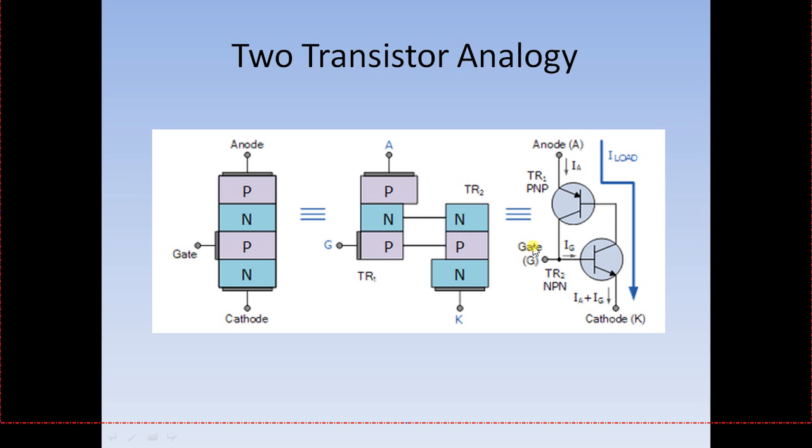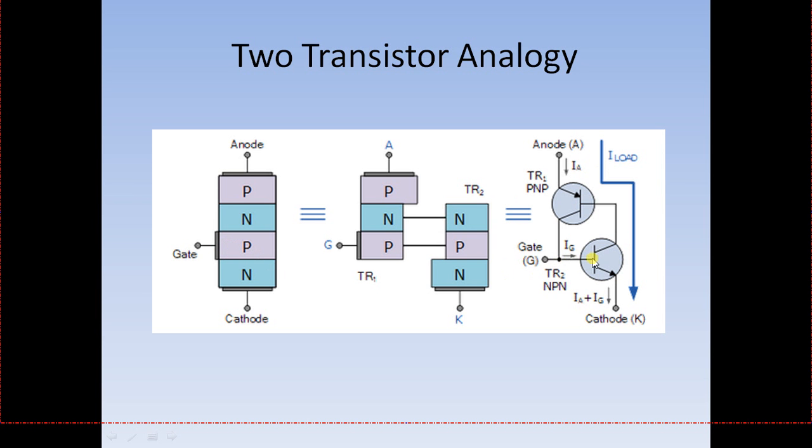So this is the gate signal. Okay, and if we provide a positive potential over here, there would be some current Ig, that is gate current, flowing into this, that is the base of TR2, or we can also say a positive current will flow from P layer through the junction J3 and N. Okay, but let's see what is actually going on.